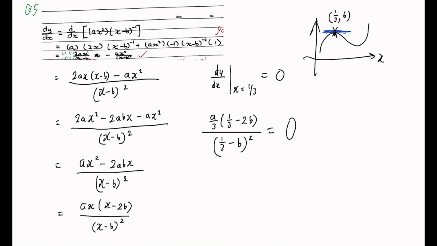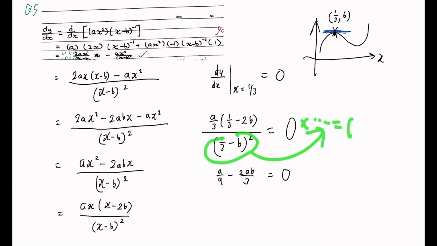Then how to continue? A over 9 minus 2ab over 3 equals 0. Correct. Good. The denominator, you can just drop it, can just cancel away, because you can cross over this one, divide becomes a times. So 0 times anything will just give you a 0. So numerator equals 0, essentially.